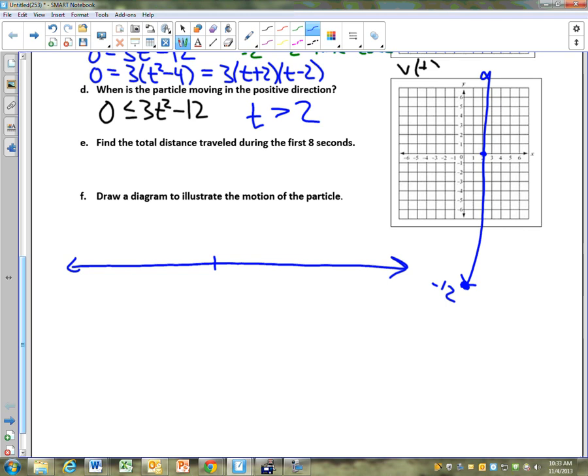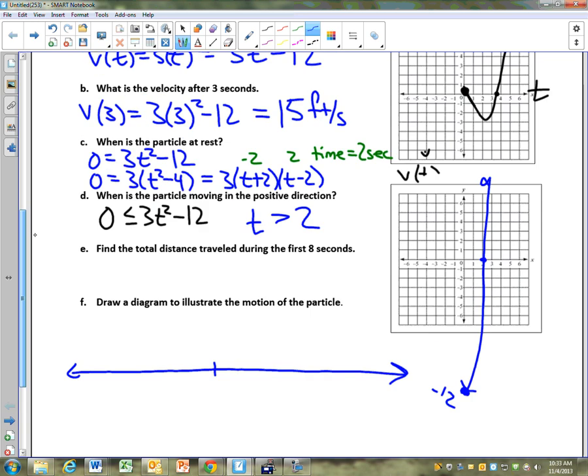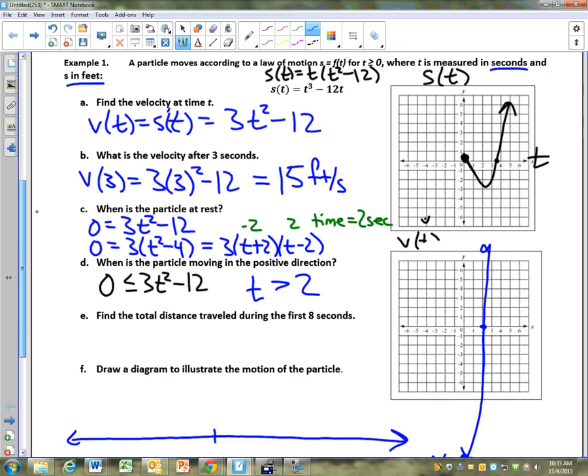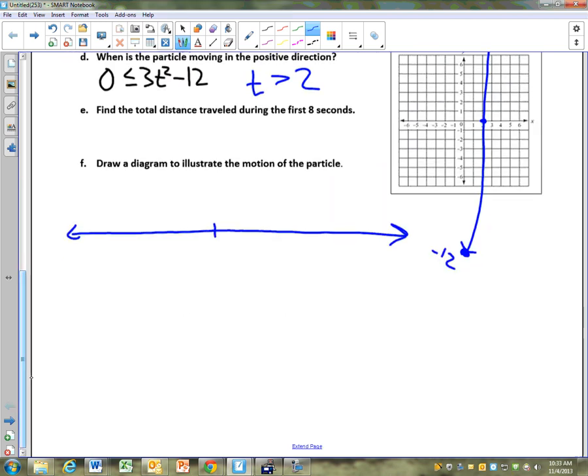Watch. Here's what we've got to do. We first figure out where I started. If I want to figure out where I start, do I plug that into the position function or the velocity function? The position function. That tells me where I'm at. So where am I at time 0? 0. So the particle starts at 0.